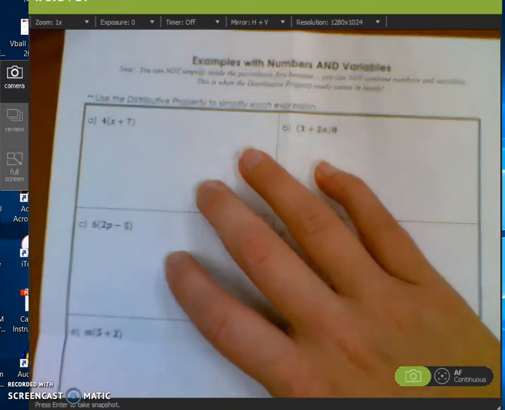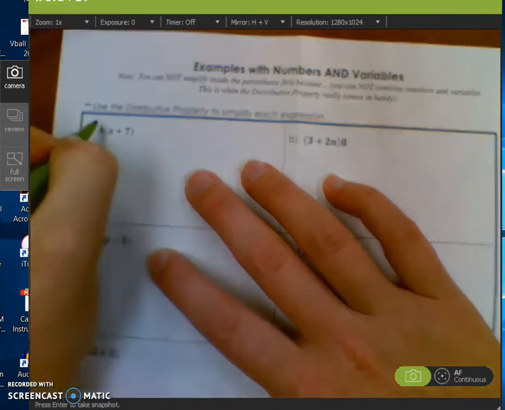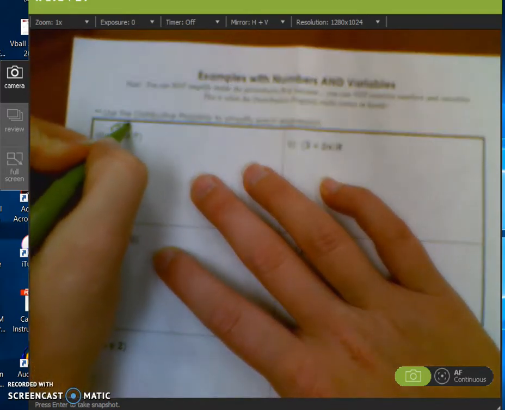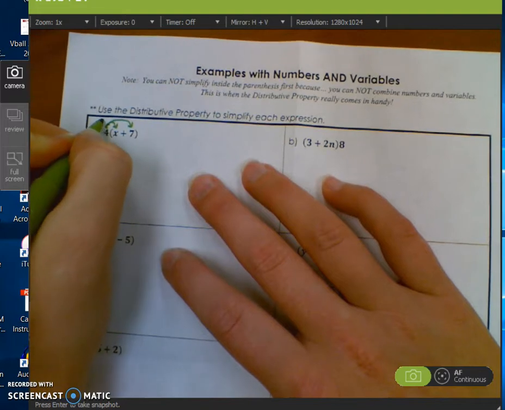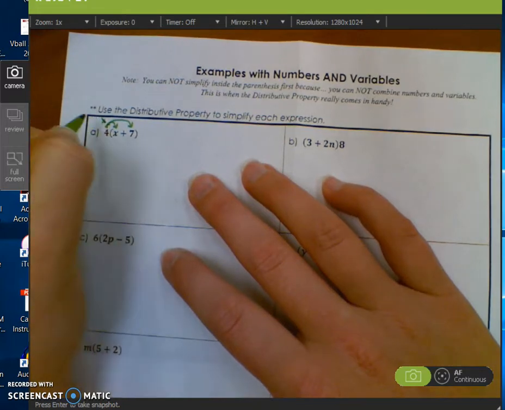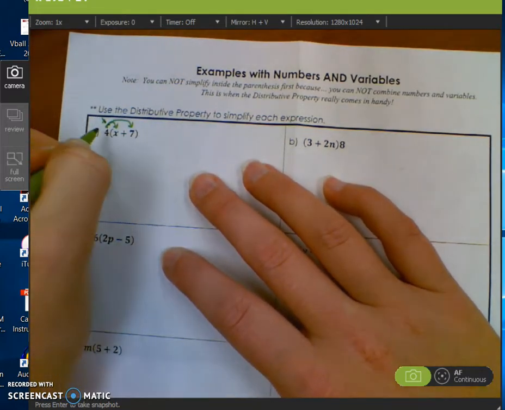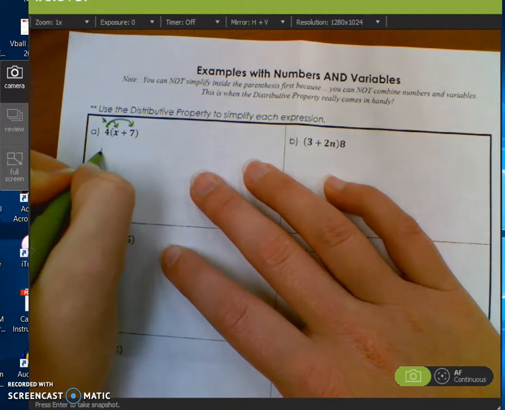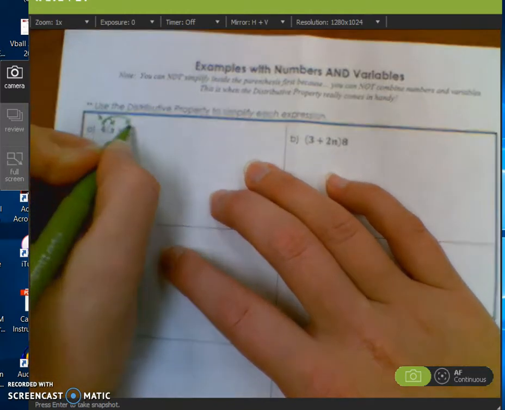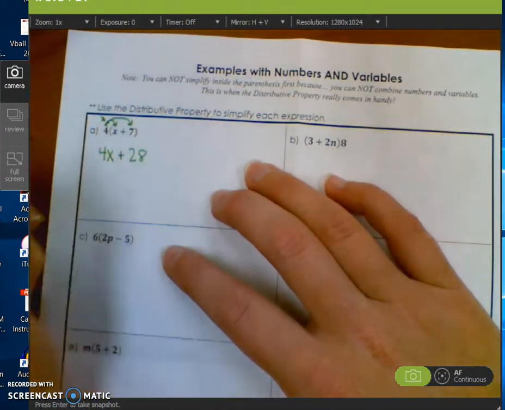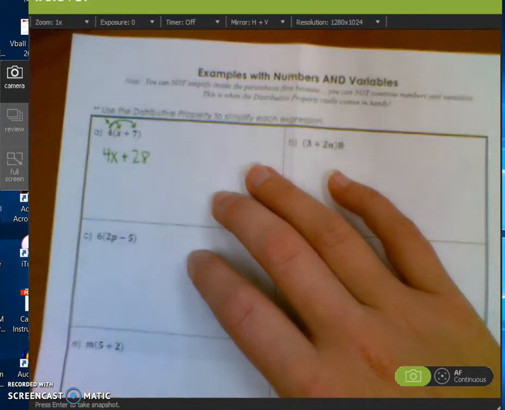So again, when we use the distributive property, we're taking the outside number and we're multiplying it by everything on the inside. And so I always draw these little arrows and even maybe a little multiplication symbol next to my arrow so I remember I'm multiplying. So I have 4 times x is 4x. I bring down my plus, and 4 times 7 is 28. And that is in simplest form.